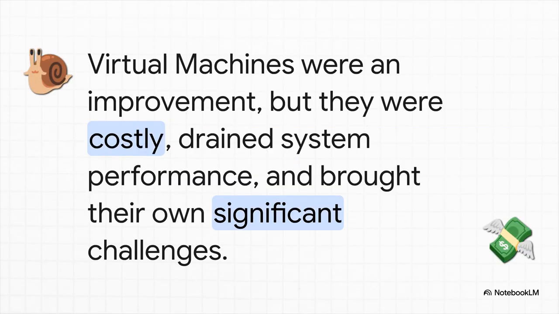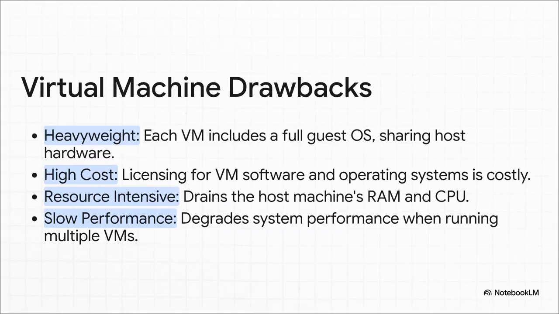Now, don't get me wrong, VMs were a game changer for a while. Being able to run multiple different operating systems on just one machine, amazing. But, and this is a big but, as a lot of us found out the hard way, that convenience came with some serious baggage. So what was the problem? Well, first off, they're heavyweight. I mean, each VM has to run a full guest operating system inside it. That means you're dealing with high costs for licenses, and it's just a massive drain on your machine's RAM and CPU. It was a huge bottleneck, slowing everything down.